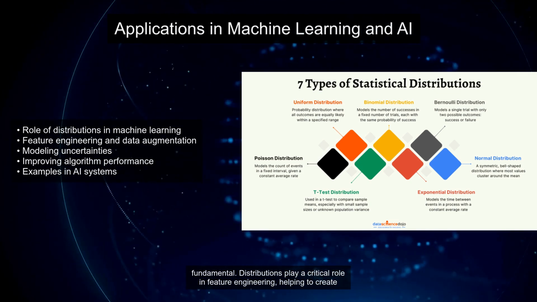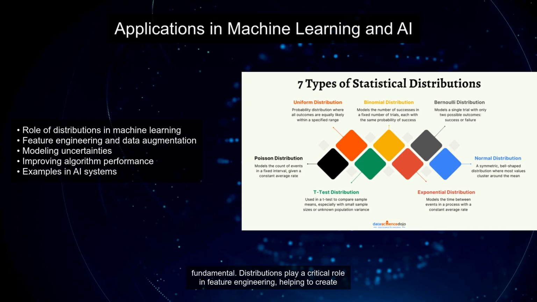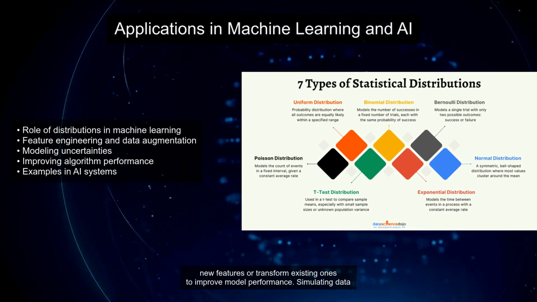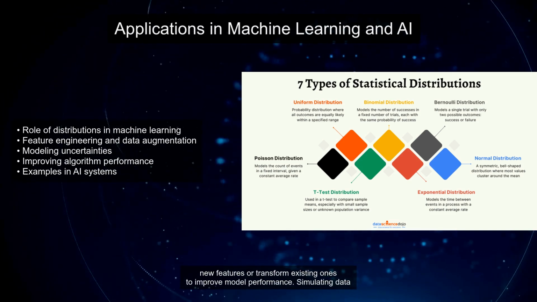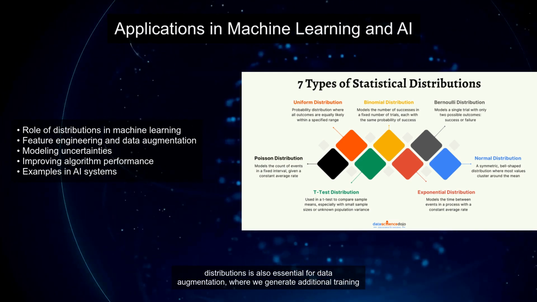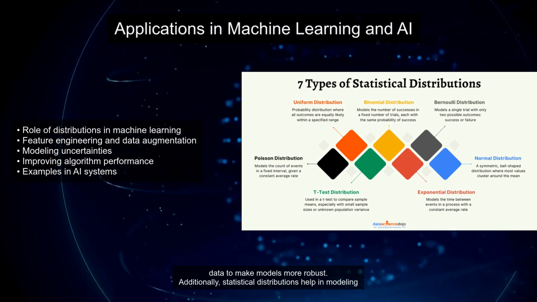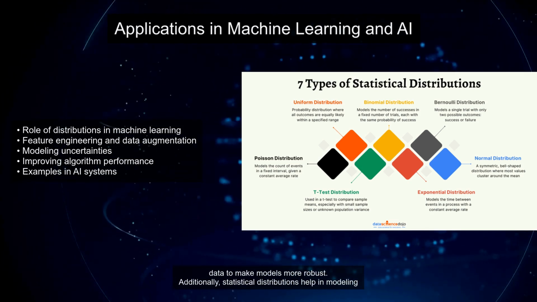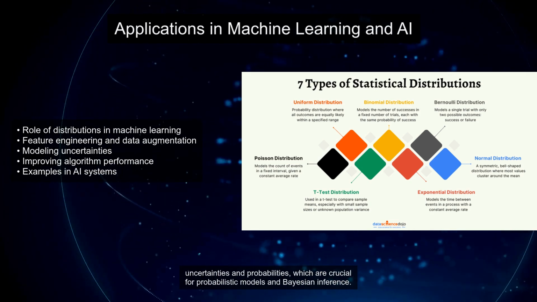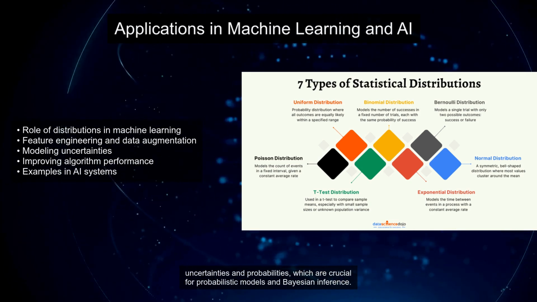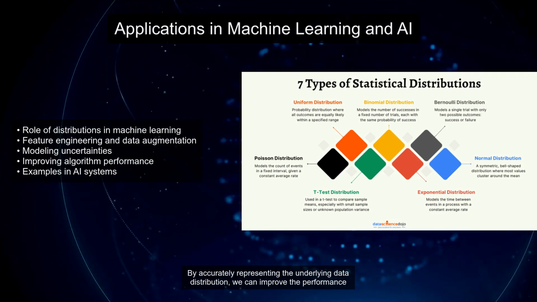In the realm of machine learning and AI, understanding data distributions is fundamental. Distributions play a critical role in feature engineering, helping to create new features or transform existing ones to improve model performance. Simulating data distributions is also essential for data augmentation, where we generate additional training data to make models more robust. Additionally, statistical distributions help in modeling uncertainties and probabilities, which are crucial for probabilistic models and Bayesian inference.